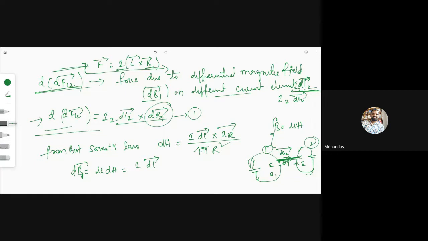I dl1 or dl2? This magnetic field is related to which loop? First loop. So what should I write? dl1 cross AR means unit vector along AR12. So AR12 divided by 4 pi into R12 magnitude whole square. Okay, na? Now let us substitute. This is equation 2. Substitute equation 2 in 1 in this dB1.